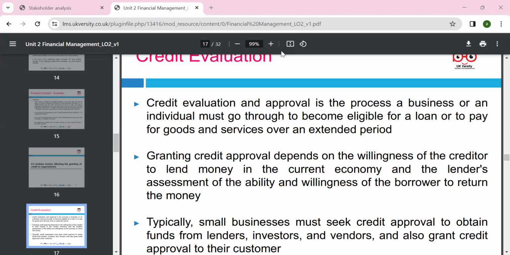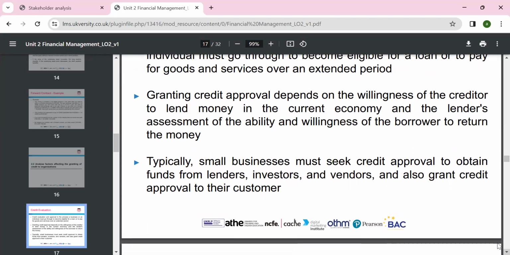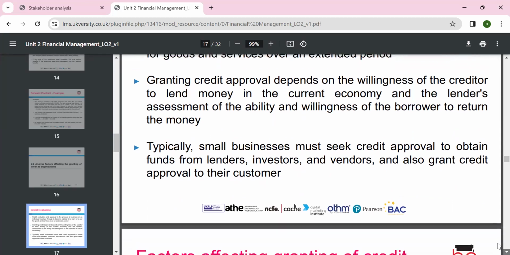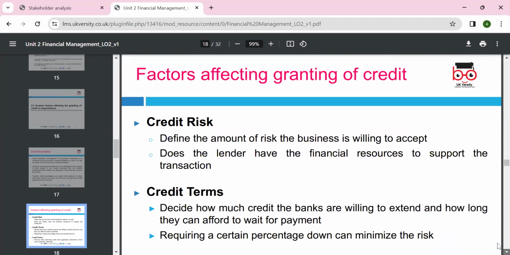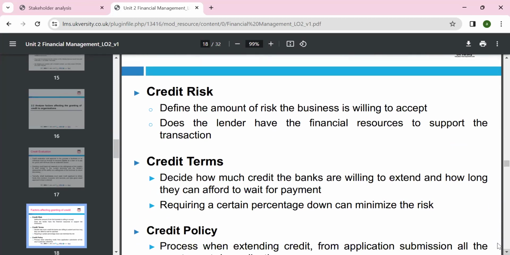So granting credit and lending credit: the ability and willingness to borrow in return. We do the credit check, of course, the credit check approval, funds from the lenders, investors, vendors to grant the credit, approval of the credit. Factors affecting the credit risk define the amount of risk the business is willing to accept.